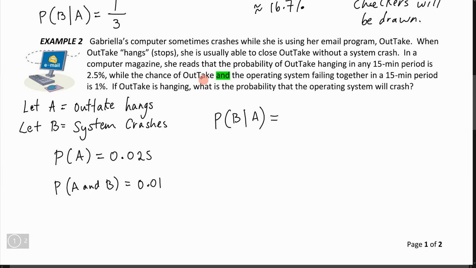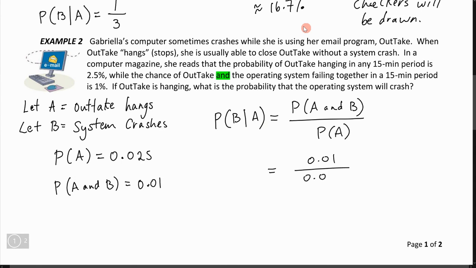So that's what we're trying to solve, which would require a little rearranging of the formula that we had above. We're going to say here the probability of A and B divided by the probability of A will give us the probability of B given that A has already occurred. Okay. So to calculate that, I just simply plug in my values here. So I have 0.01 divided by 0.025, and the answer to that is 0.4.